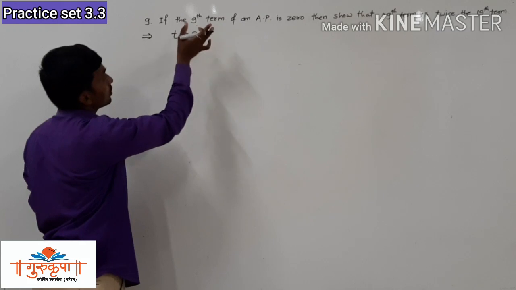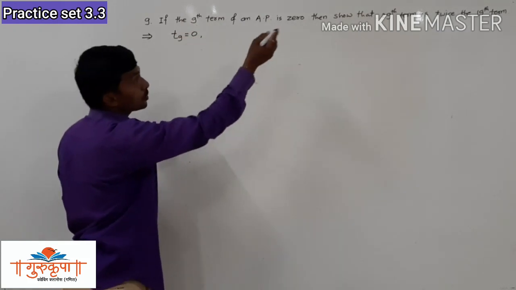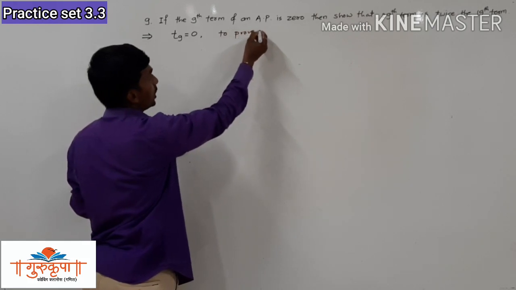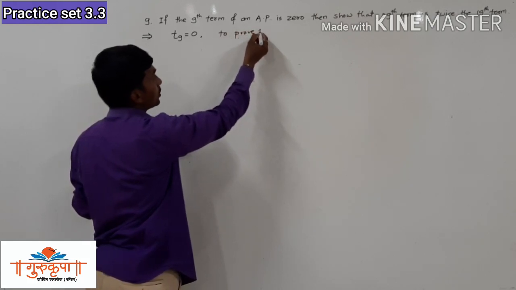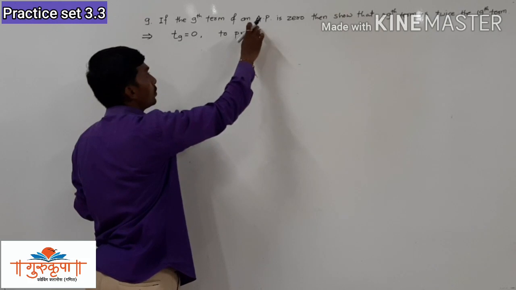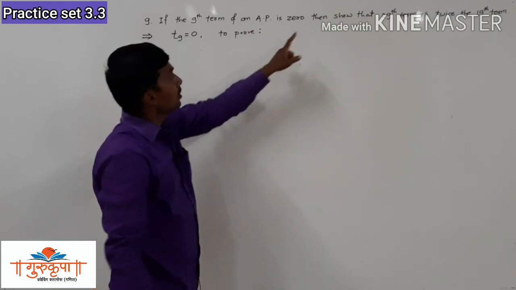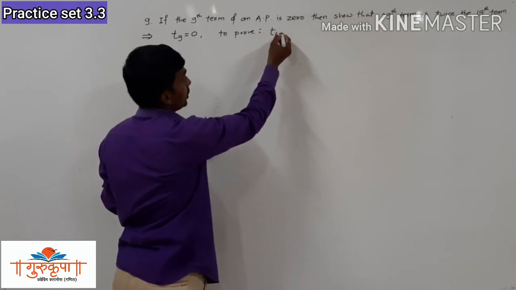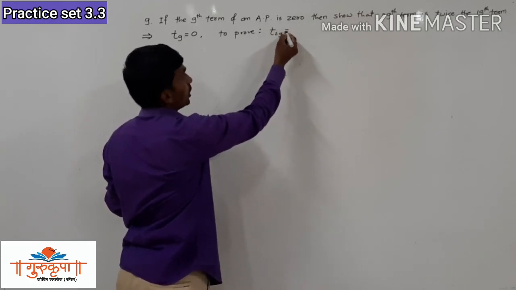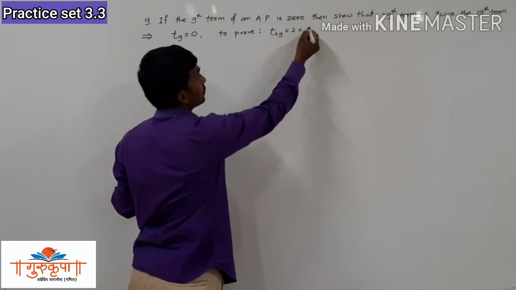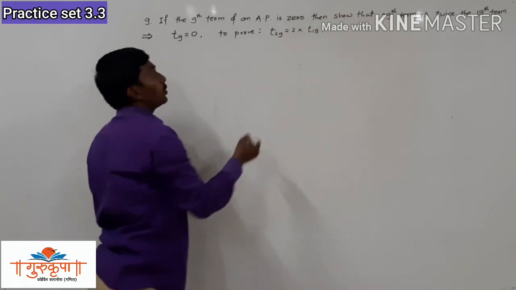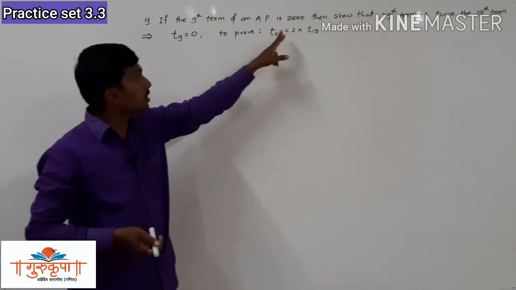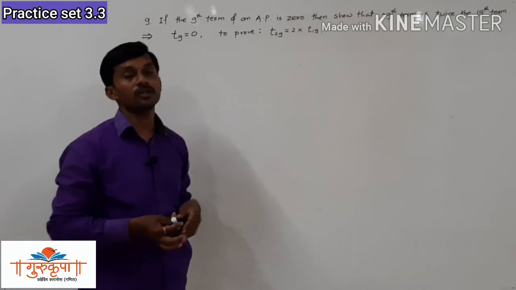That is the given information, and we have to prove something. Which part do we have to prove? That the 29th term is equal to twice the 19th term. This is what we have to prove. The 29th term of that AP is equal to twice the 19th term.